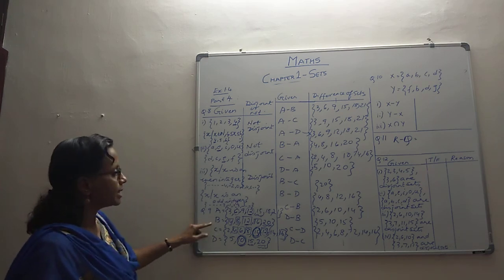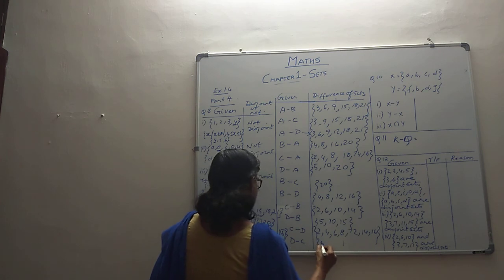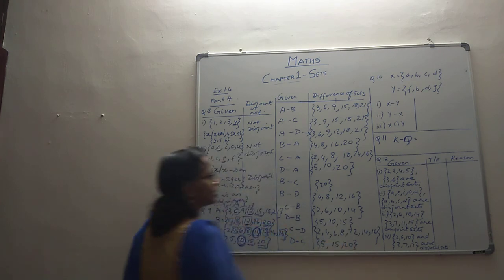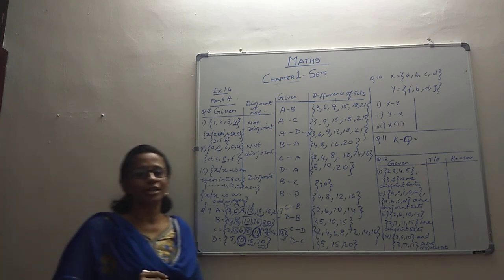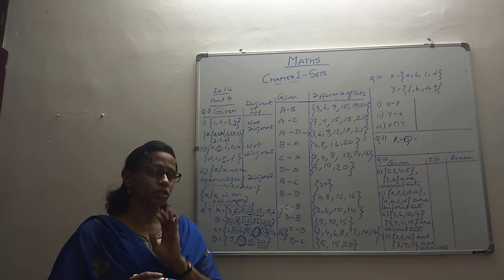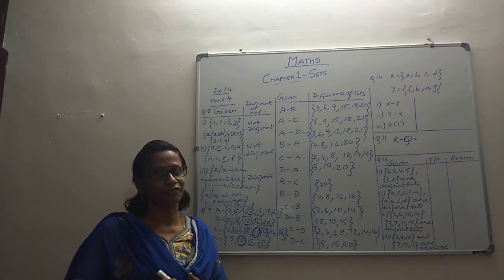And between D and C, the common element as we saw was 10. So it is 5, 15 and 20. So this is how we go about the difference of set. What we do is whatever is common between both the sets, that we remove from the first set, and that is how we get the difference of set.